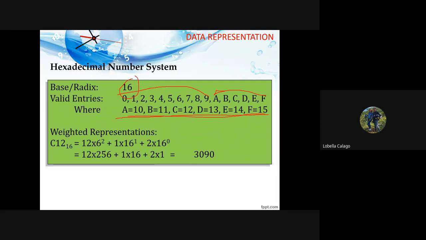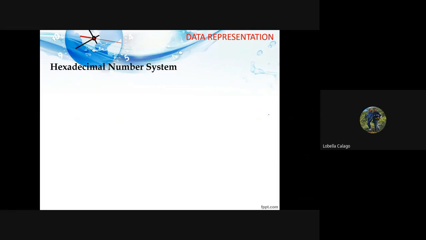Now we will continue with the addition and subtraction of the hexadecimal number system. So for addition, we have 3A plus EF.